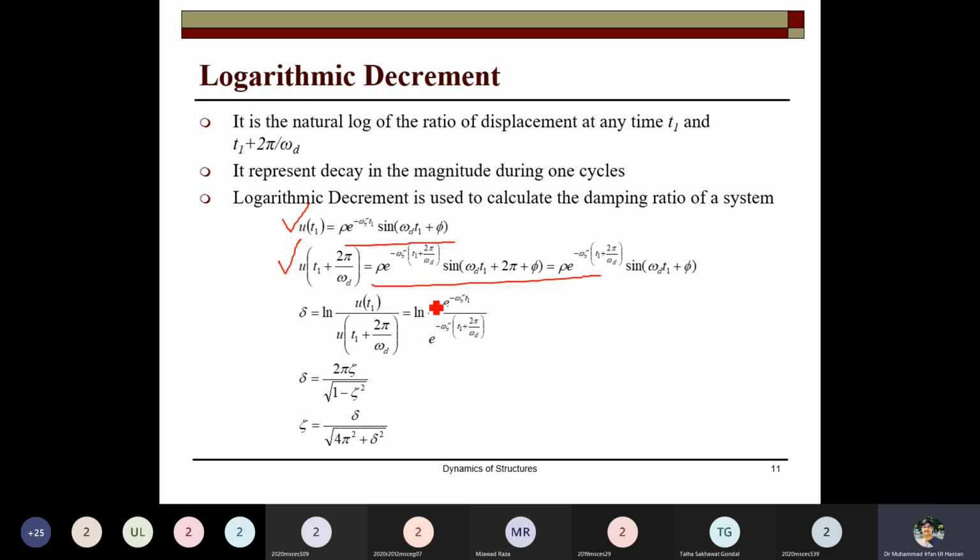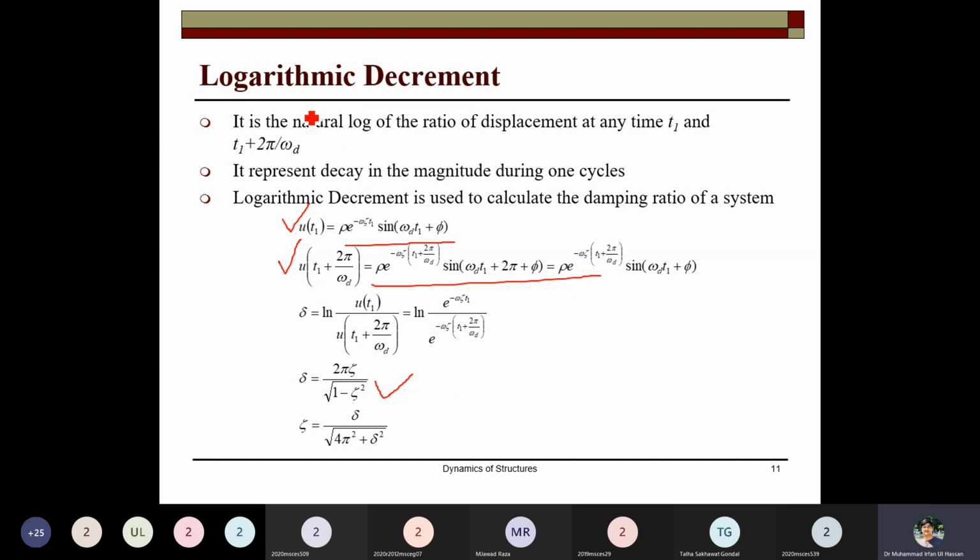Because when you solve these two equations and take the ratio, it is e raised to the power of that. Rather than writing e raised to the power of something, we can write it as the log of the displacement at t1 over that one. So that's why it is represented by the logarithmic decrement, and delta is 2 pi zeta over the square root of 1 minus zeta square. If you solve it, this also comes out equal to this.